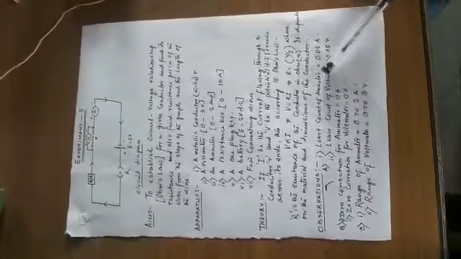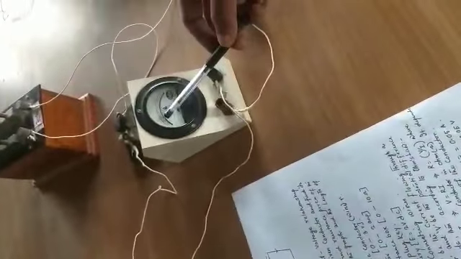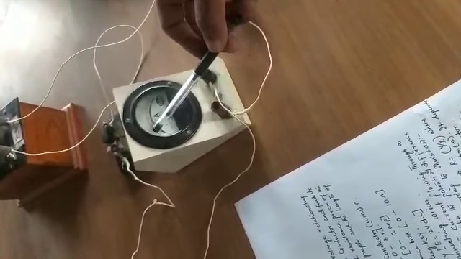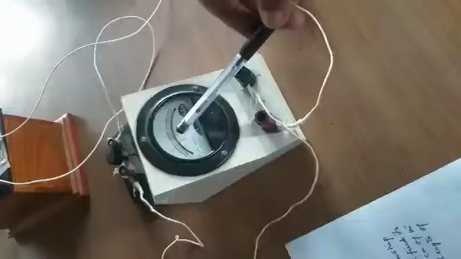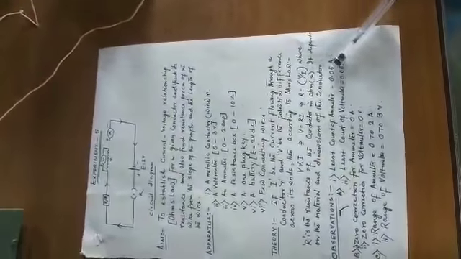This is the conductor. In the observation table, first you find the least count of the ammeter and the least count of the voltmeter. The least count of the ammeter is 0.05 ampere. How to find the least count? The total reading, this is 2 ampere, divided by the number of divisions, and you get the least count, that is the value of 1 division, 0.05 ampere.